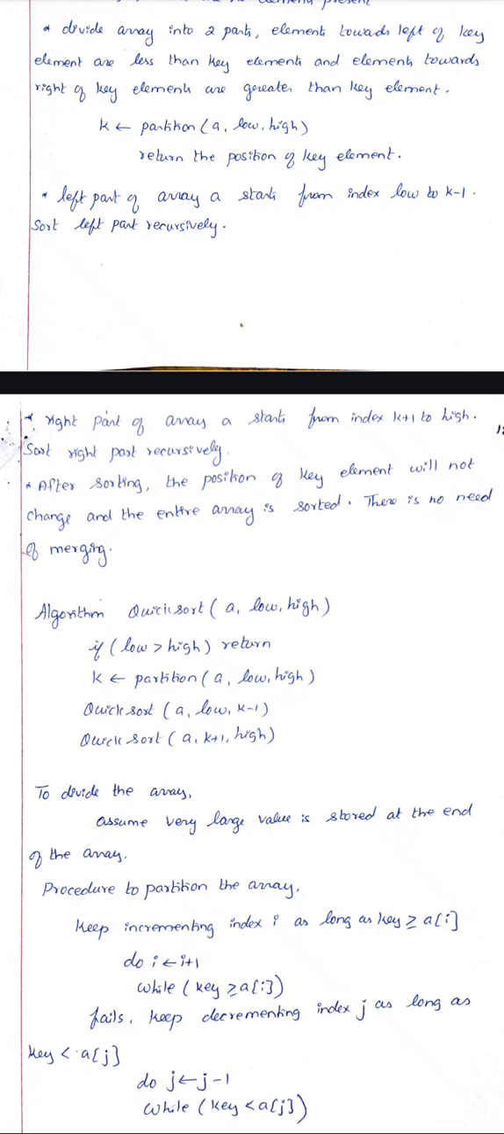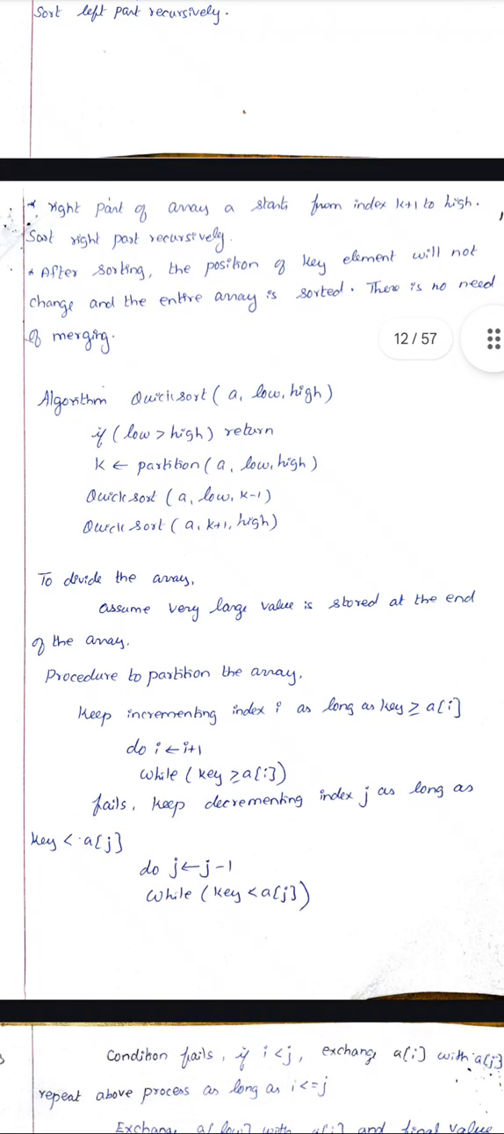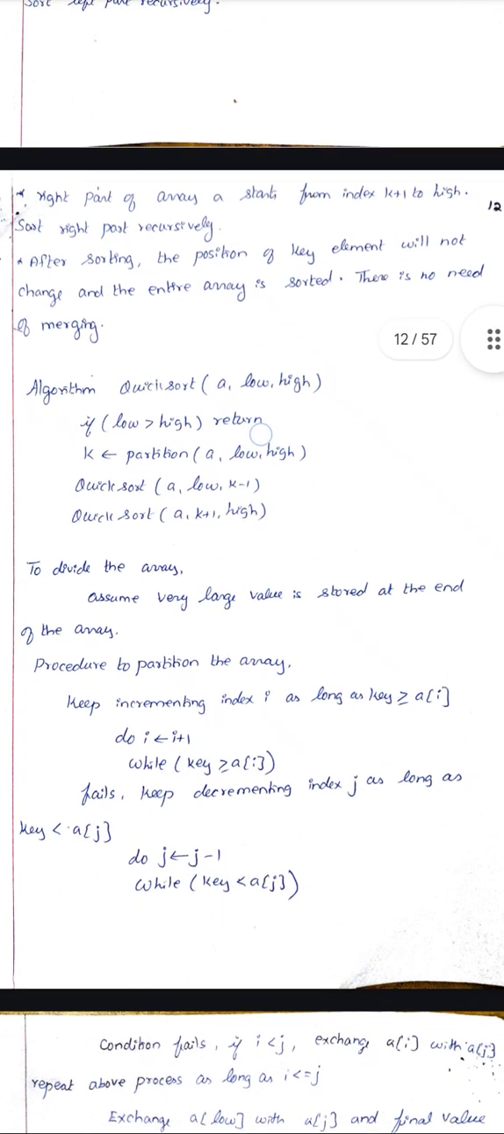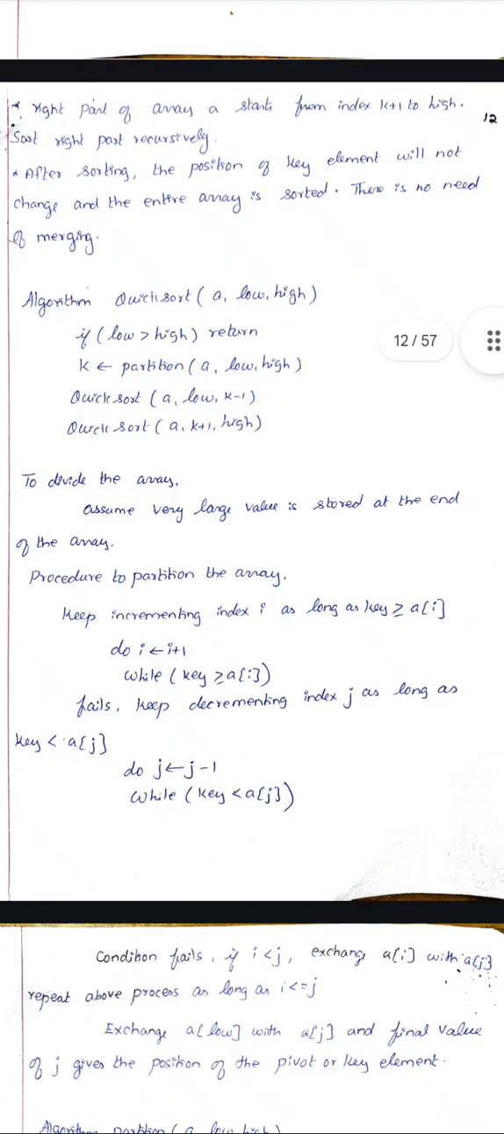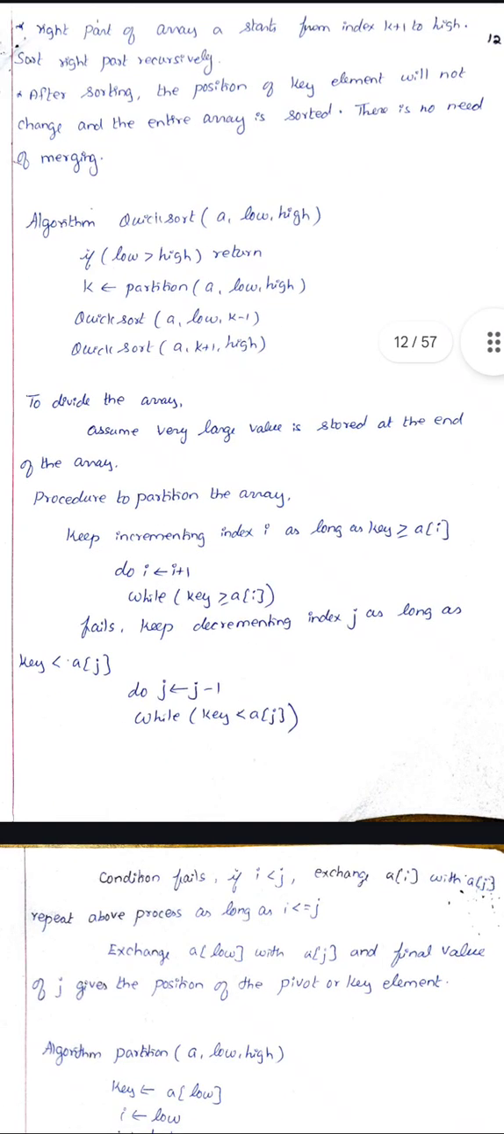The left part of the array A starts from index low to k minus 1. Sort the left part recursively. The right part of the array A starts from k plus 1 to high. Sort the right part recursively. After sorting, the position of the key element will not change. The entire array is sorted. There is no need of merging.